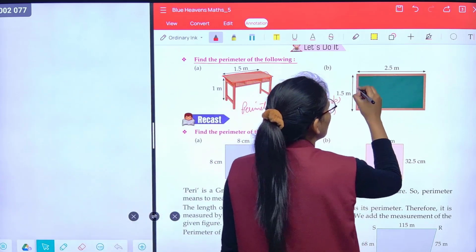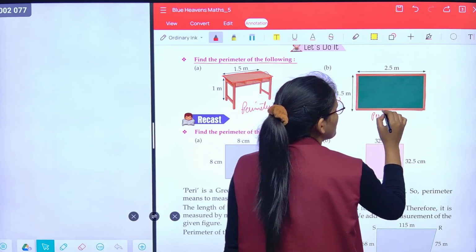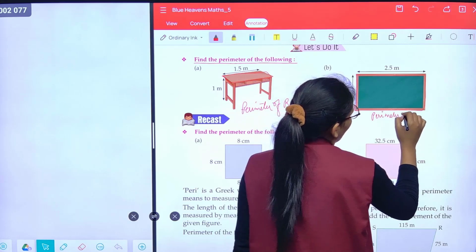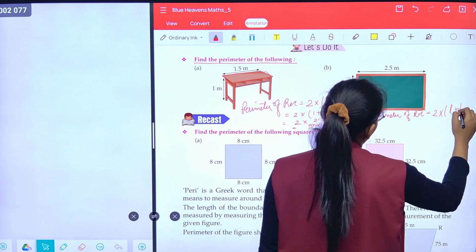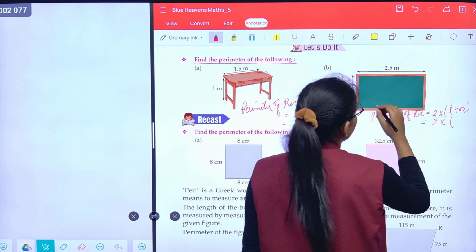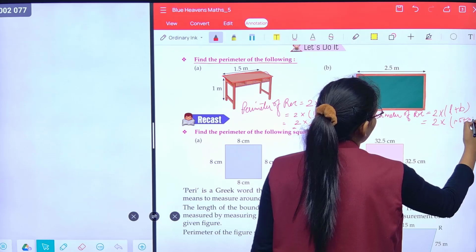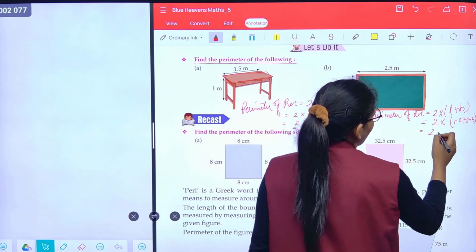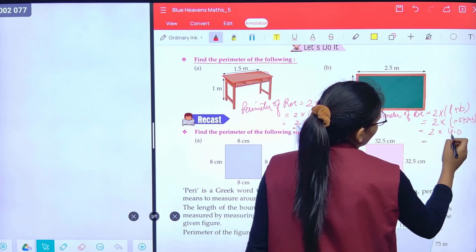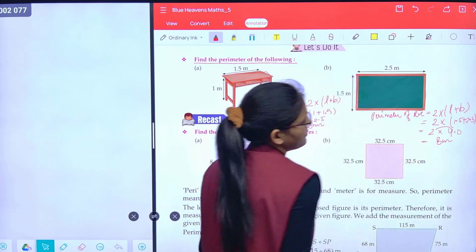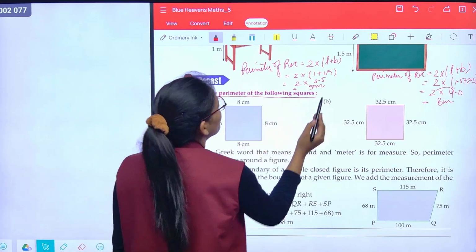Similarly, this is also the shape of a rectangle. Now perimeter of rectangle is equal to 2 multiply length plus breadth. Again 2 multiply, length is 1.5 and breadth is 2.5. Understand? 2 multiply by 4. So 4 twos are 8. 8 meter. Understand class? Now class, find the perimeter of the following squares.